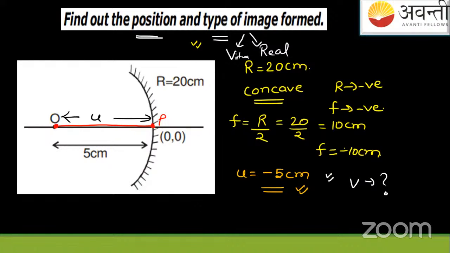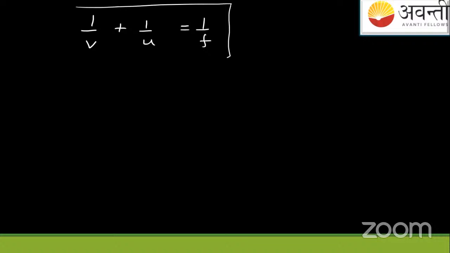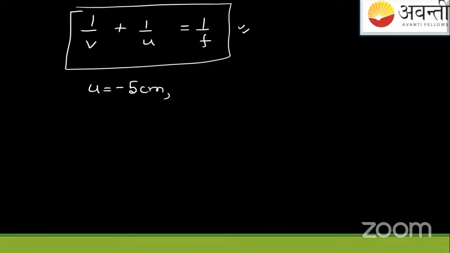Good. Now let us apply the formula: 1 by V plus 1 by U equals 1 by F. This is the formula for both types of spherical mirrors, concave or convex. Now U is equal to minus 5 centimeters, and focus is minus 10 centimeters.